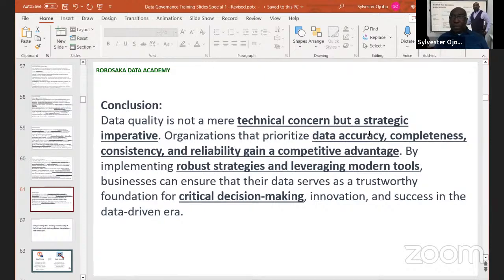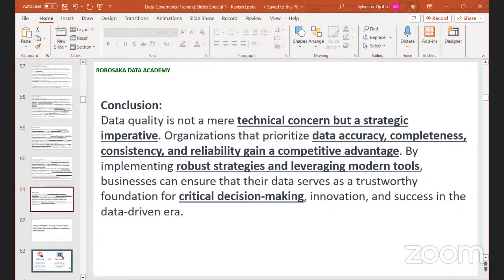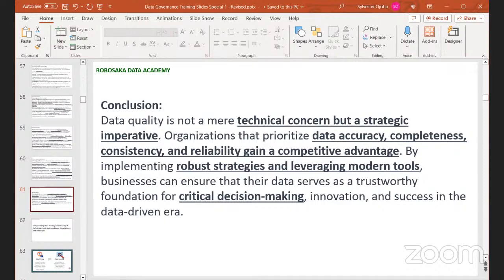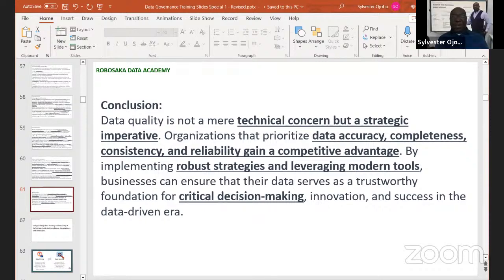Okay, now the conclusion. Who can volunteer to read this for me? Very clear and loud. Okay, can I? If you can. Data quality is not a mere technical concern, but a strategic imperative. Organizations that prioritize data accuracy, completeness, consistency, and reliability get a competitive advantage. By implementing robust strategies and leveraging modern tools, businesses can ensure that their data serves as a trustworthy foundation for critical decision-making, innovation, and success in the data-driven era. Oh, this is so wonderful, stunning.